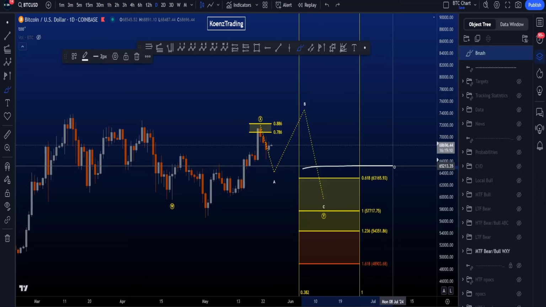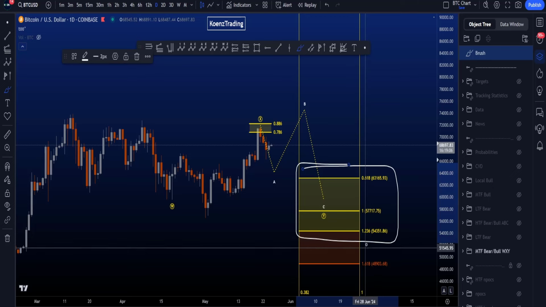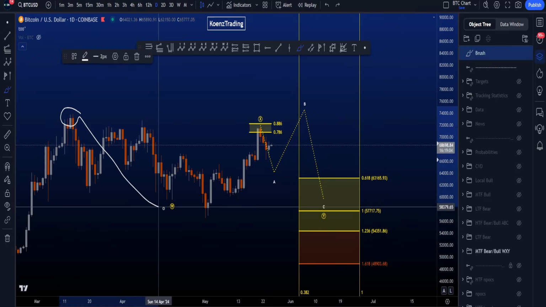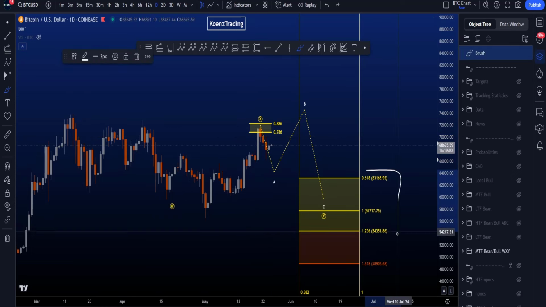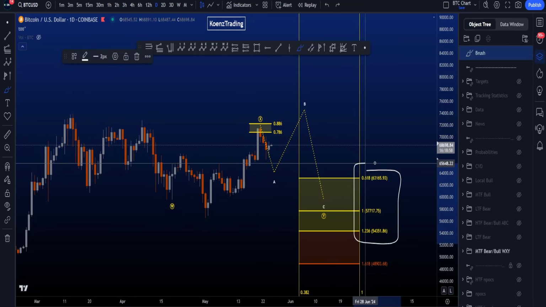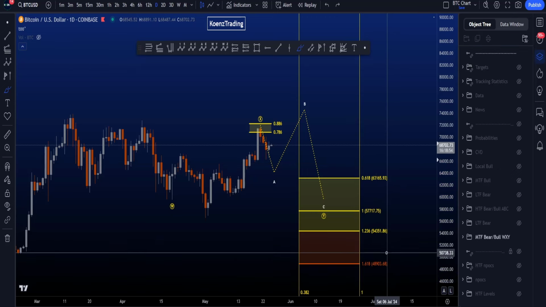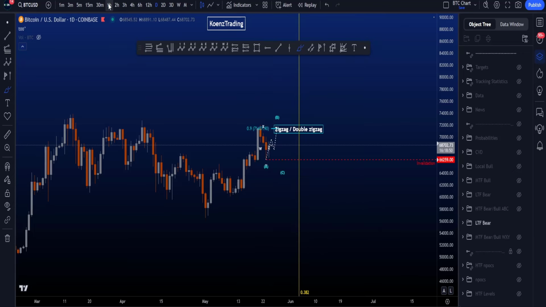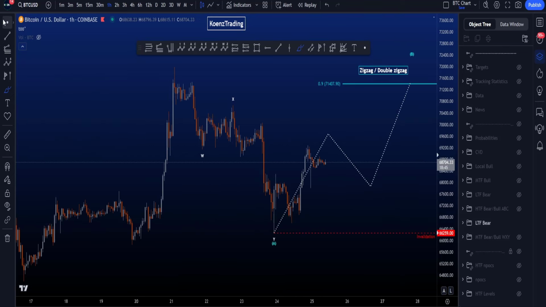The common target for your wave Y is between the 0.618 and the 1.236 trend-based fib extension, taken from the start to the end of W to the end of X, giving you a target between 63.2k and 54.3k, with the extension target being the 1.618 at 48.9k.